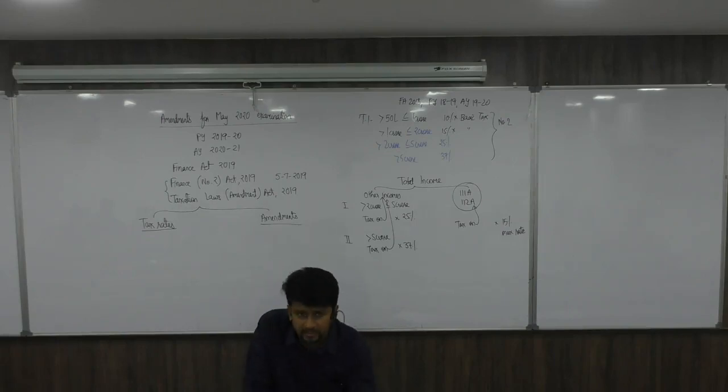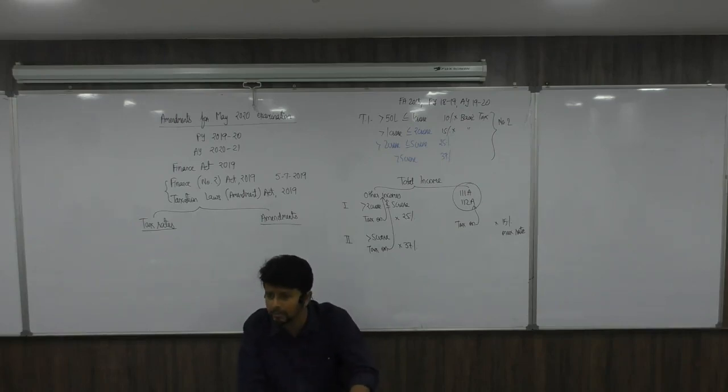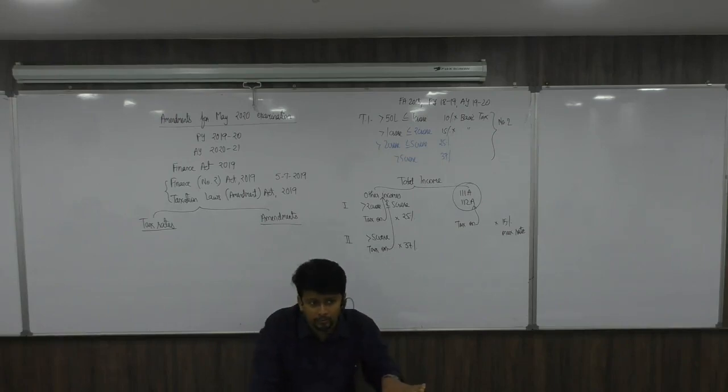Achha, ek minute. Iska matlab, what if the total amount exceeds 50,000? Before 5th July plus after 5th July, total amount exceeds 50,000 rupees. I think we'll predict the example also whatever. But on or after 5th of July, wala amount is below 50,000.